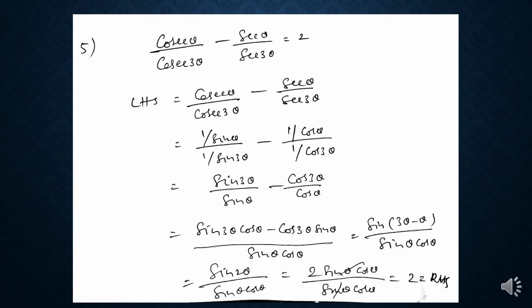Next problem. Prove that cosec theta by cosec 3 theta minus secant theta by secant 3 theta is equal to 2. Just remember that if we have secant or cosecant, we have to convert it into the form of cos or sin, because we have the formulas for sin 2a and cos 2a, so we can easily apply those formulas instead of cosecant 2a and secant 2a.